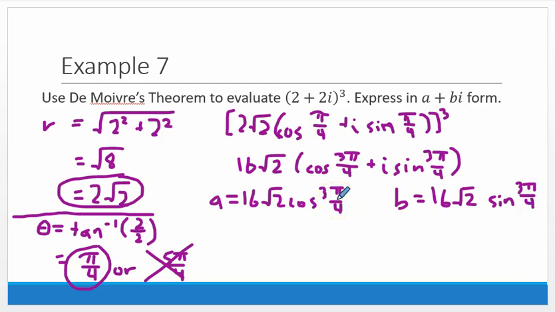If you're looking at your unit circle, cosine of 3 pi over 4 is equal to negative root 2 over 2. And then if I continue evaluating this, well, I can take the 16 and cut it in half, so that'll be 8. And root 2 times root 2 is 2. So 8 times 2 is 16, but also don't forget about that negative there. So this should end up equaling negative 16. So again, I'm doing half of 16, and I'm doing root 2 times root 2 is 2, so 2 times 8 is 16.